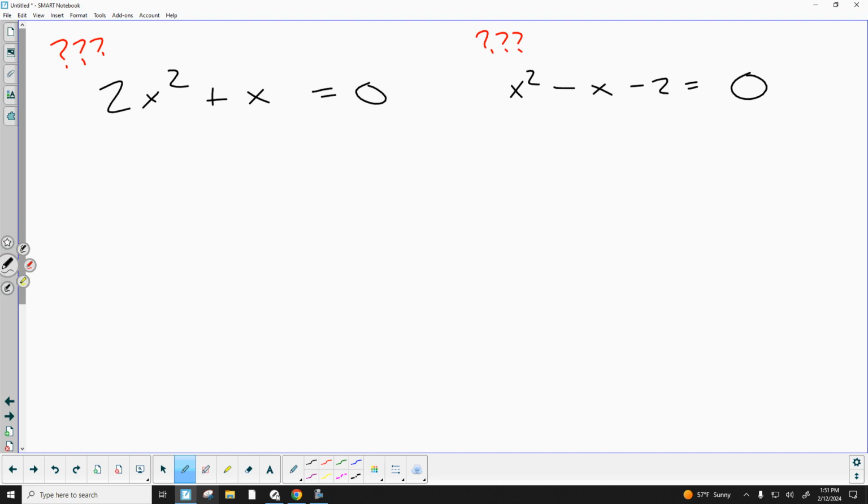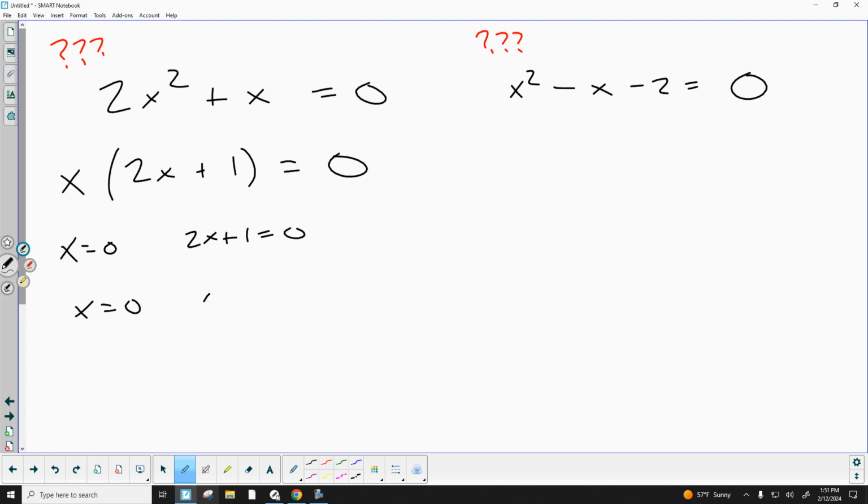We factor. We factor out a greatest common factor. Okay, what are the solutions to the one on the left? 2x, negative a half. We have a product set equal to 0. We set both pieces of our product equal to 0 and solve. Using the zero product property, we get two solutions.